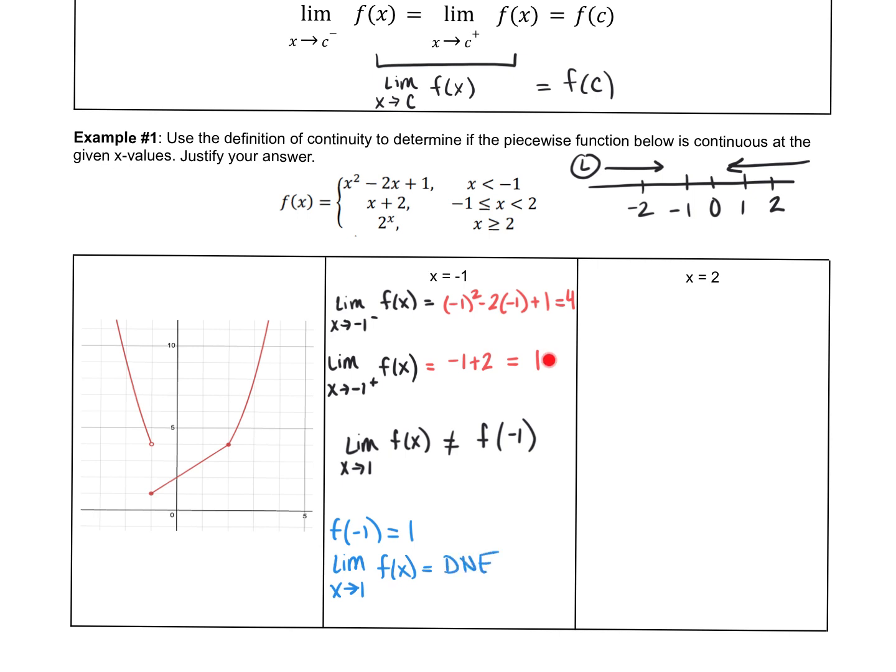Because the limit from the left is not the limit from the right, it's clear that this limit does not exist, so it does not equal f of -1, which is 1. Notice it says justify your answer here. That means to show math.